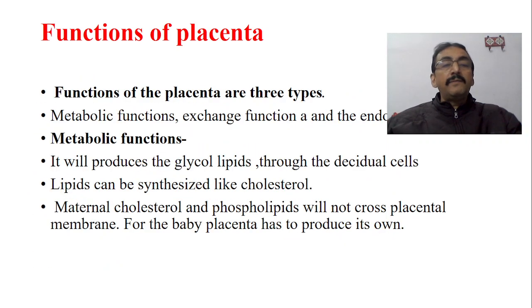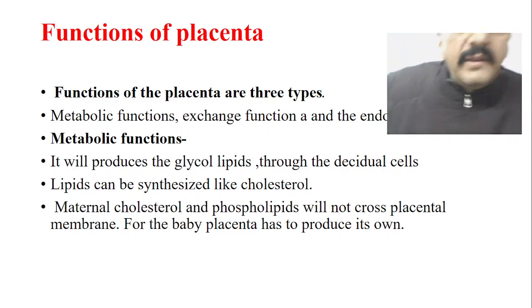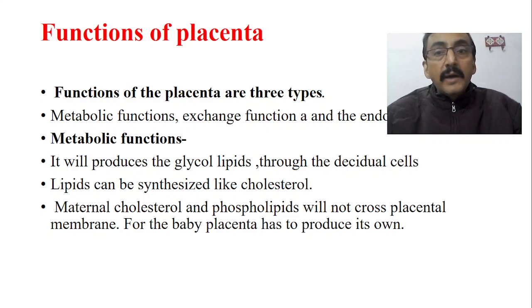Okay, let us see the functions of the placenta. The functions of the placenta are basically of three types: metabolic functions, exchange functions, and endocrinal functions. So it performs three important functions. It is not only for the circulation of the blood.